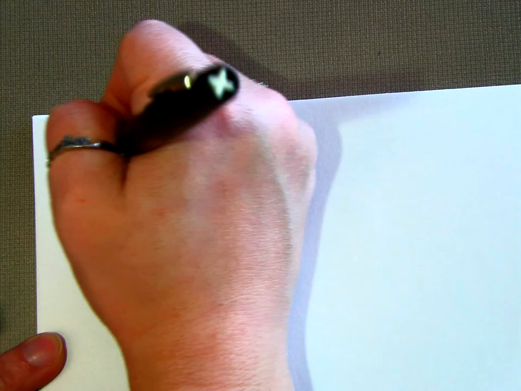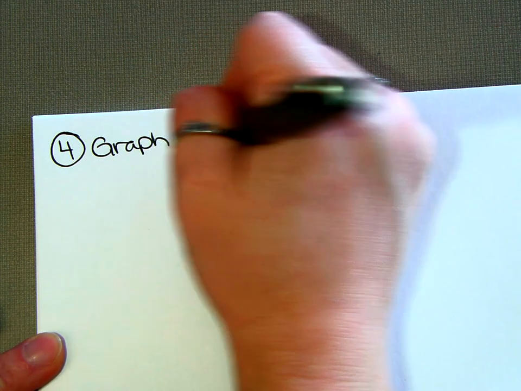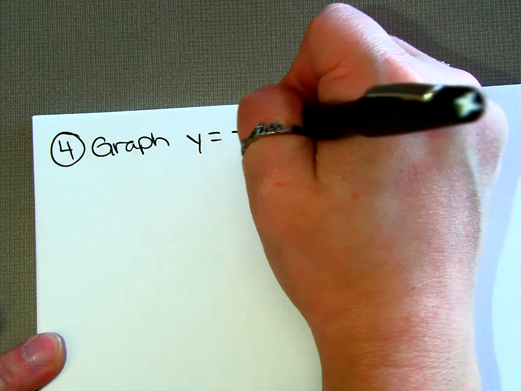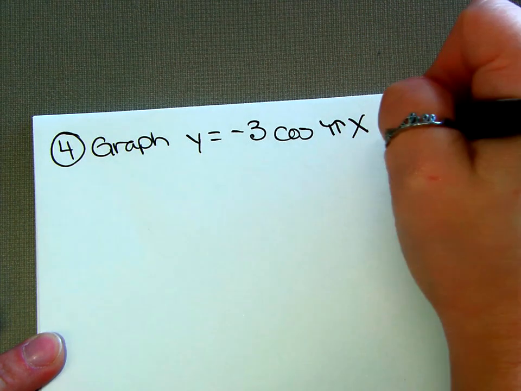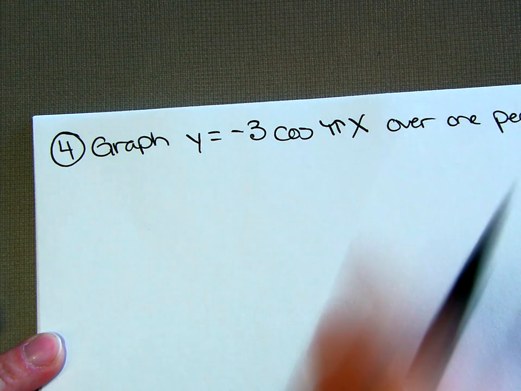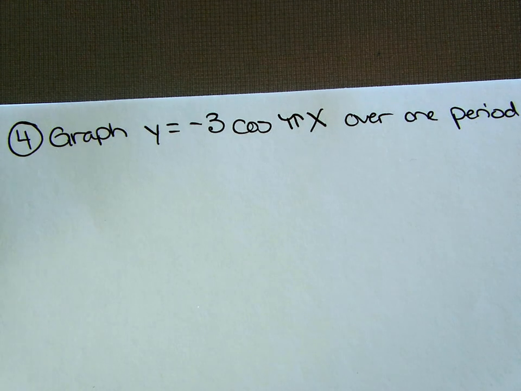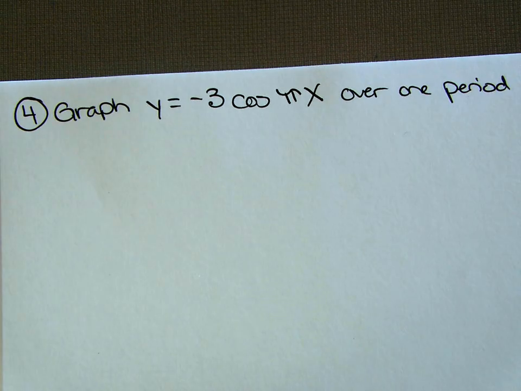Graph y equals -3 cosine pi x over 1 period. This one's a good one. Sorry, I forgot I zoomed in a little bit. Because if you're looking at it, our b in this case isn't a whole number or a fraction like we've been dealing with. The b in this one is pi, and that's okay. We can do that. It just changes our intervals a little bit.